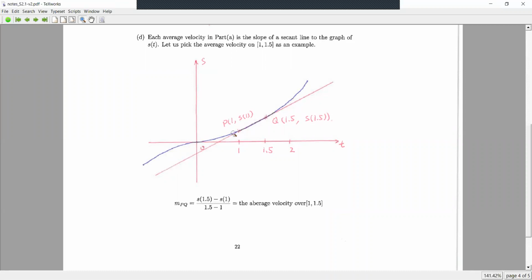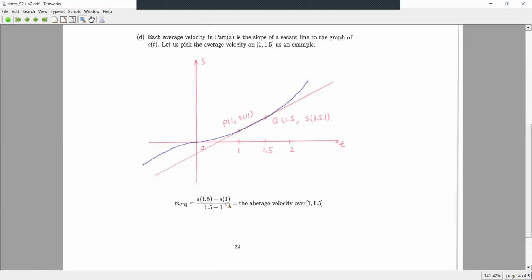Now, join P and Q with a line. This line is a secant line, not a tangent line. By the slope formula, we can write down the slope of the line PQ. It is y2 minus y1 over x2 minus x1. So the slope of the line PQ is this quotient.